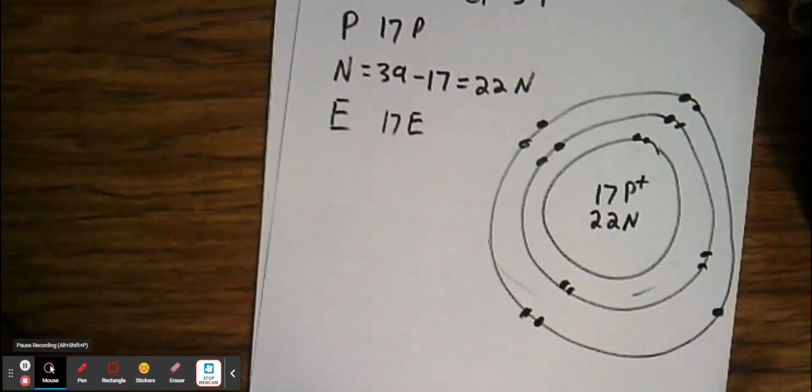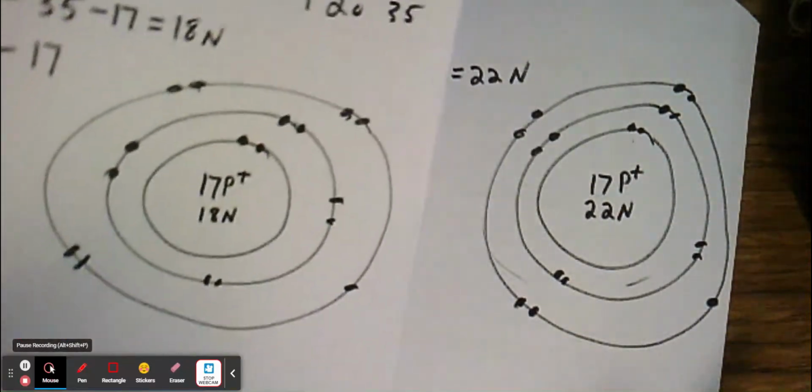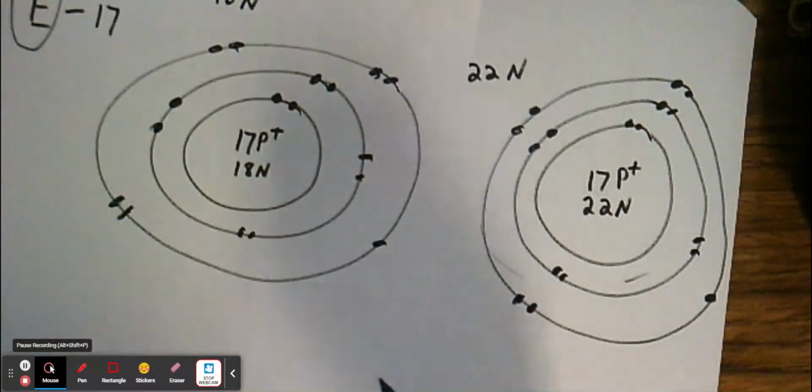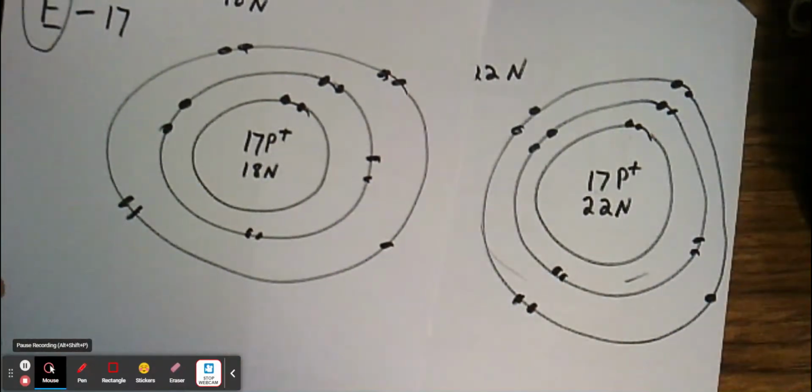Okay, 2, 8, 7. That equals 17. You will notice one thing when you compare these two elements, these two isotopes: they're identical except for the neutrons in the center. But that's the only thing that makes them different. All right, and that's how you do that one.